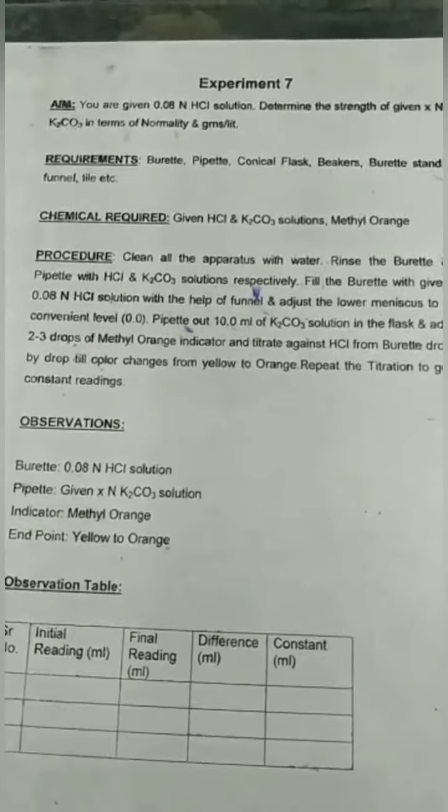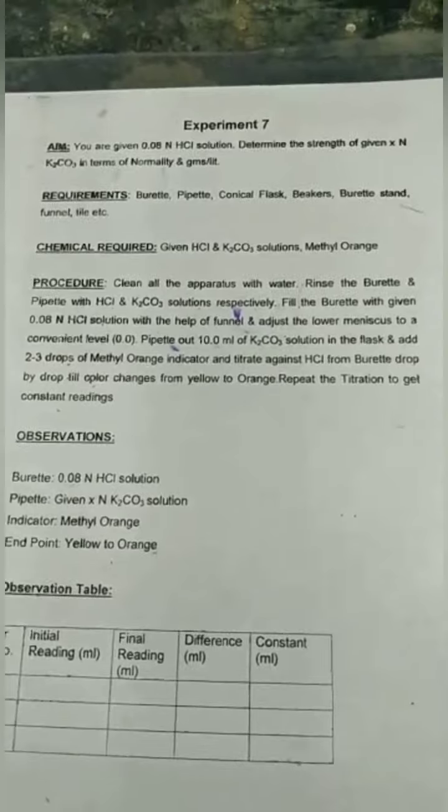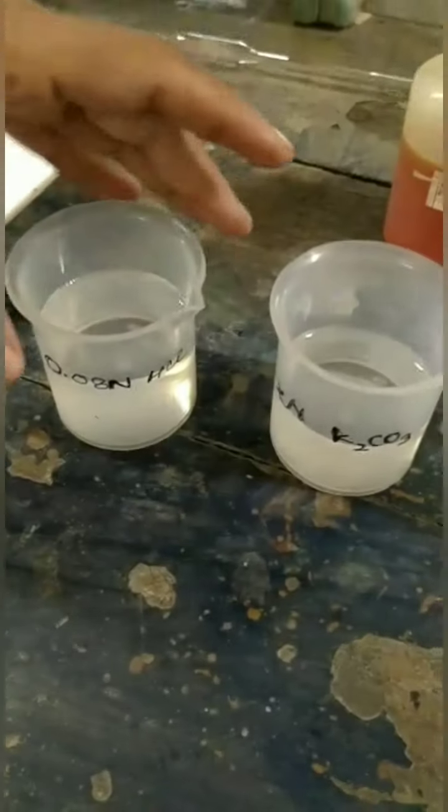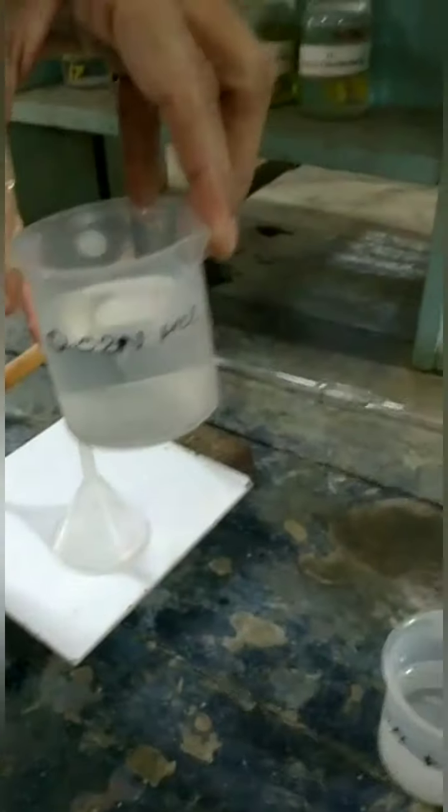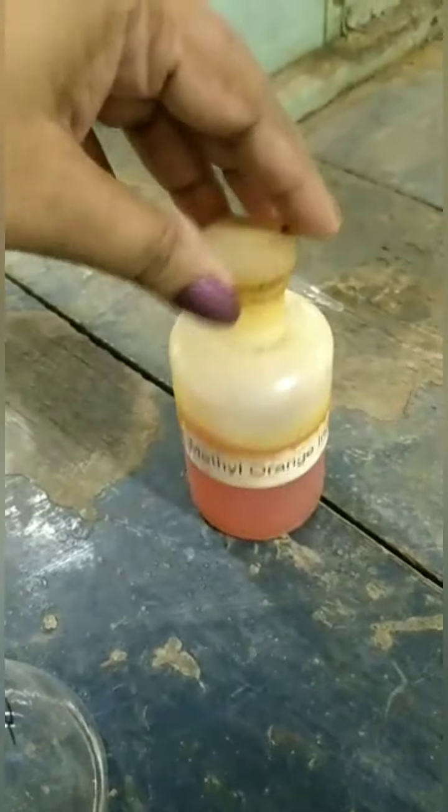The requirements of this practical: for this we need a burette. This burette is of 25 ml, 0 to 25. Then we need a pipette. This pipette is of 10 ml. Then we need two beakers. These are of 50 ml. Then we need a conical flask, then methyl orange, which will be used as indicator. Then we need a funnel.